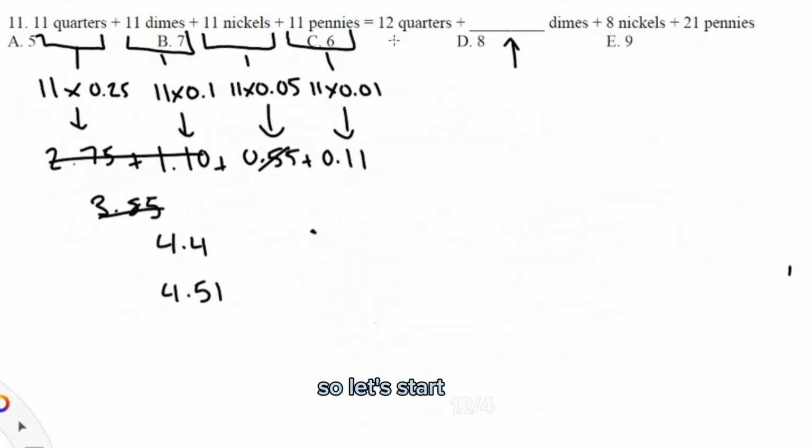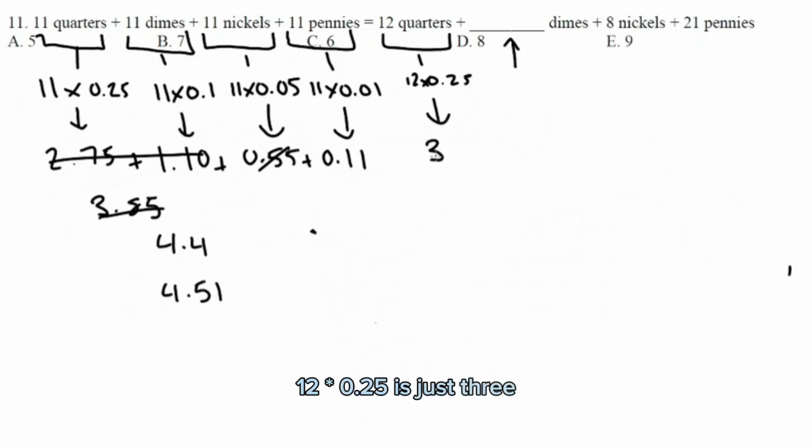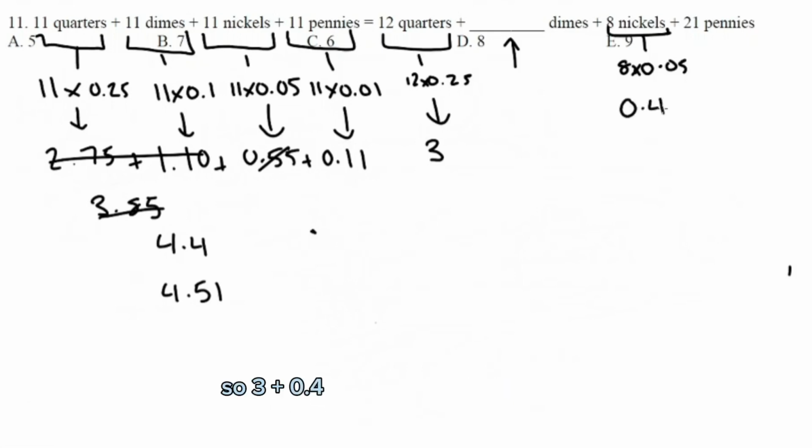So let's start. 12 quarters, that is 12 times 0.25. 12 times 0.25 is just 3. Next, we don't know the amount of dimes, so let's skip that for now. 8 nickels, that is 8 times 0.05. So 8 times 0.05 is just 0.4. So 3 plus 0.4 and then plus 21 pennies.